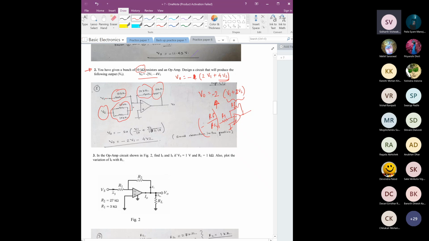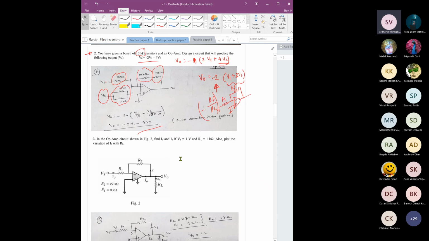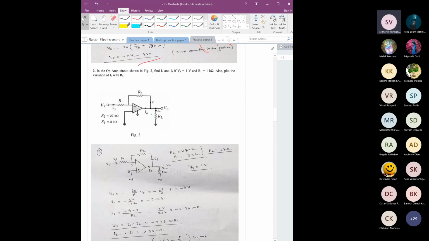And you know how we have done that? We have used superposition to get these things. For V1, when you consider V1, V2 will be grounded. Find V0 1, then ground V1 and apply V2, find V0 2, and then simply add the two outputs, V0 1 and V0 2. That will give you this result. So it is also quite easy. So then if there is no question, then probably we can move to the next problem.